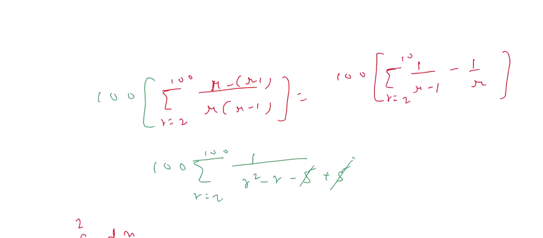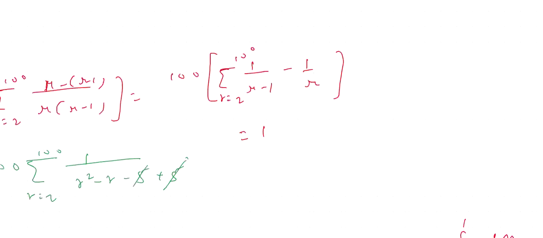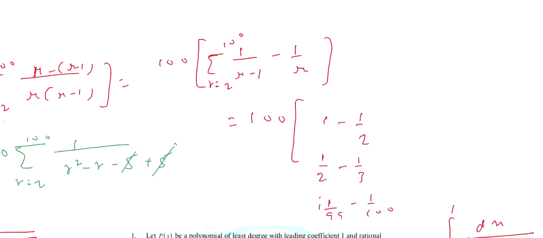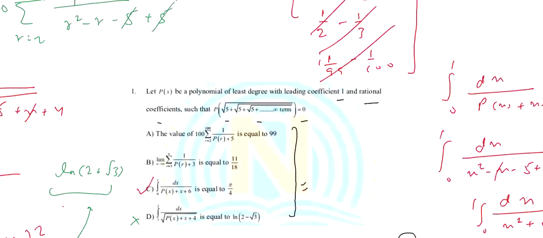Okay, so what we can do is 100 times 1 minus 1 by 2, plus 1 by 2 minus 1 by 3, and so on, up to 1 by 99 minus 1 upon 100. Fine, we have put 100, right? So we got 100 into 99 by 100, that is 99. It is also correct. Let's check option number B.